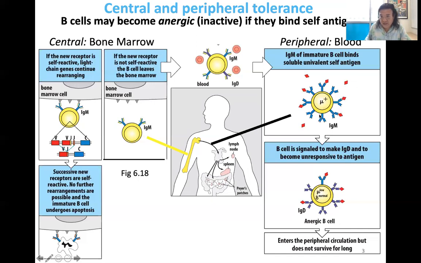So unfortunately, because this B cell has left the bone marrow, it's no longer in that correct tissue environment to try to do anything else with VDJ recombination or try again or whatever. So at that point, if its IgM starts binding up self-antigen, this B cell is not going to go any further. So what happens is the B cell begins to express a lot more IgD on its surface.